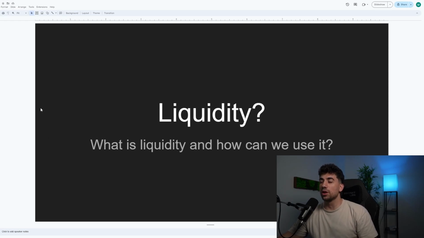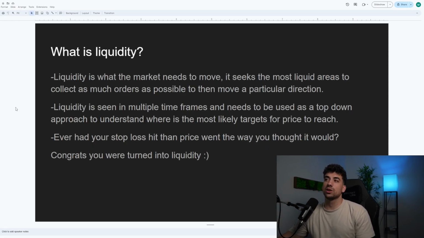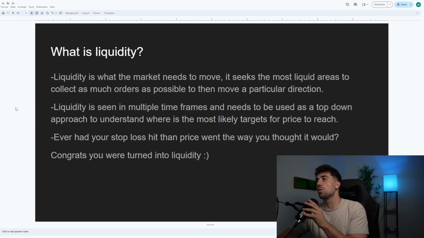This is probably one of the highest concepts that you should be focusing on learning in your journey to be a day trader. What is liquidity, you may ask? Liquidity is what the market needs to move. It seeks the most liquid areas to collect as many orders as possible to then move in a particular direction. Think about the market. Just very simply, how do you think the stock market moves? Money, right? What is that money? That money is liquidity.